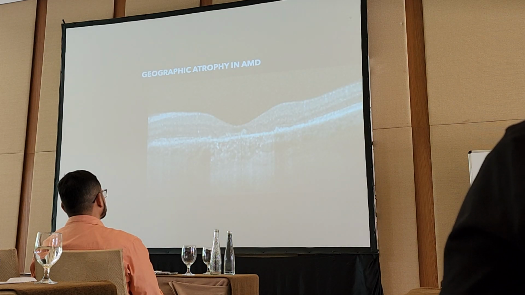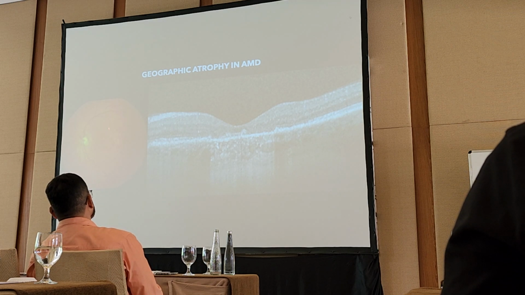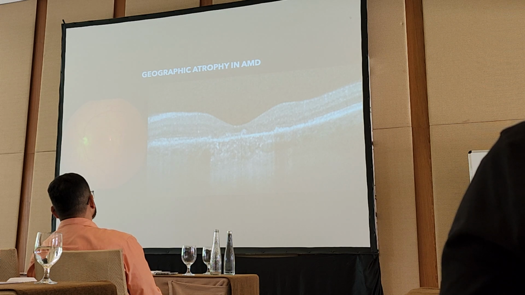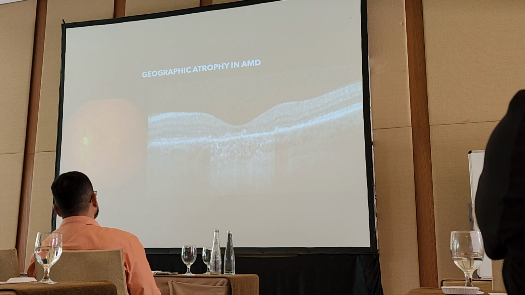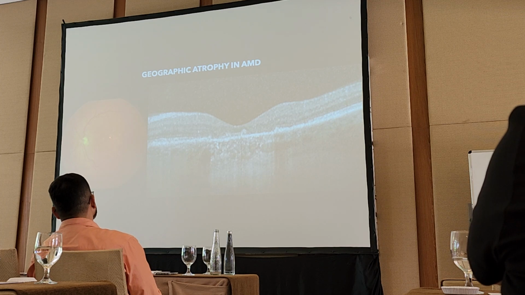This is a patient with geographic atrophy. In AMD, you can see here there's this sharp delineation over here, and then you can see the choroidal vessels. This is the retinal vessels. It's smallish in size, but the choroidal vessels, you can see large caliber vessels over here. We can see the choroidal vessels because why? Because the retina is atrophic.